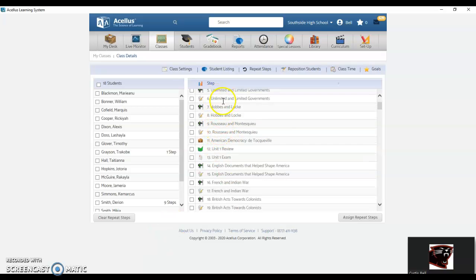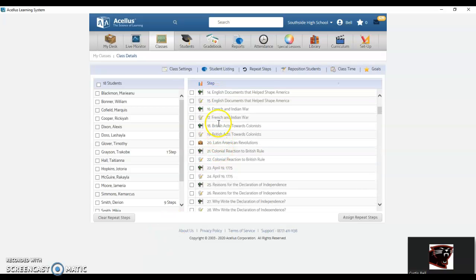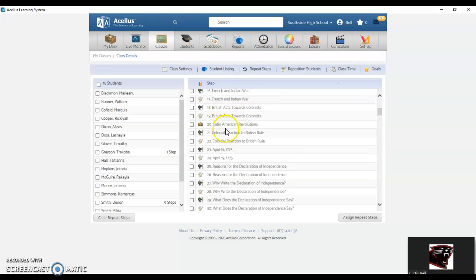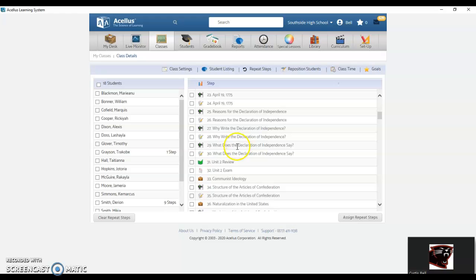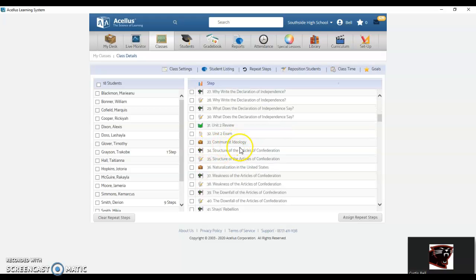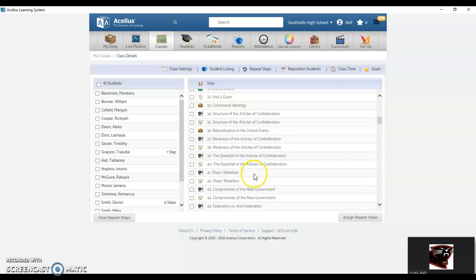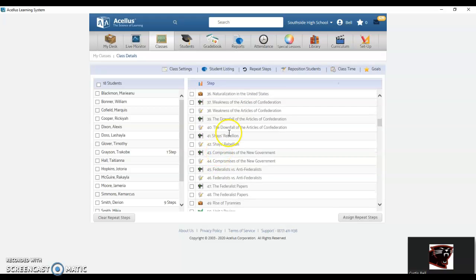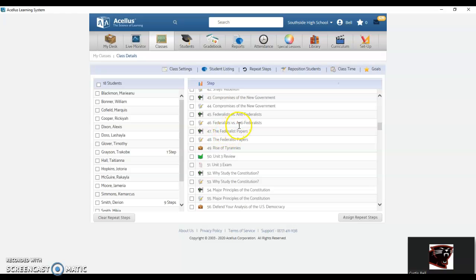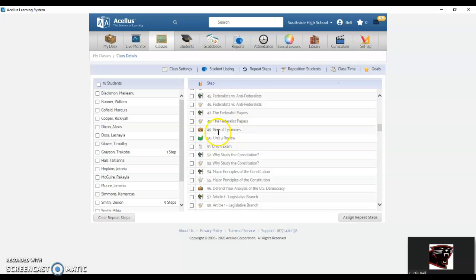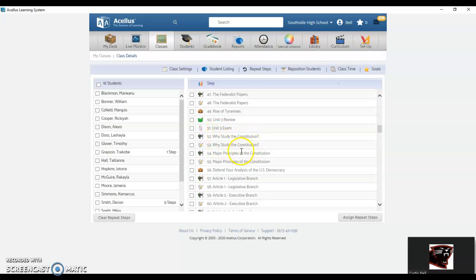Of course, you saw that this was Standard 2, and I had you do the items that I am showing you: Declaration of Independence. All right. You see the Articles of Confederation, Shays' Rebellion, and you see those other titles that fall under it, such as the Federalist and Anti-Federalist. And you also see the Constitution and the major principles of the Constitution.